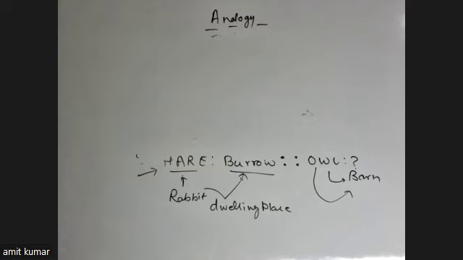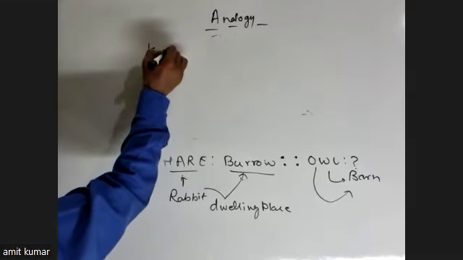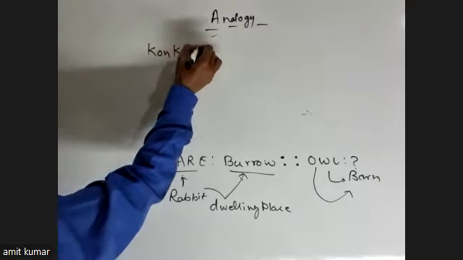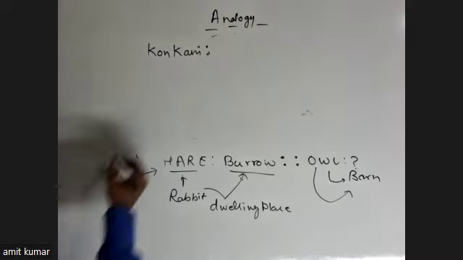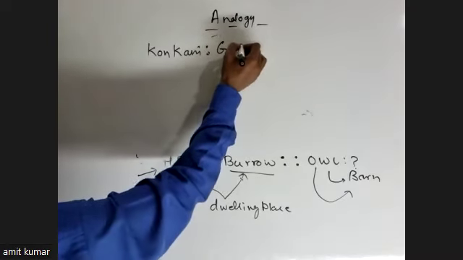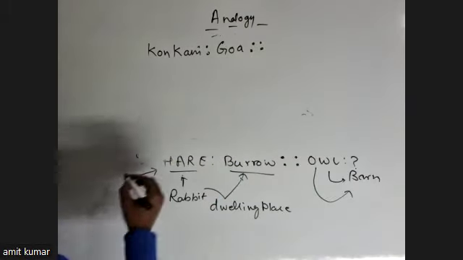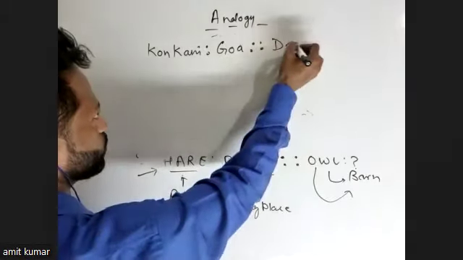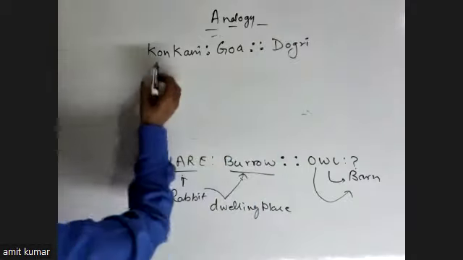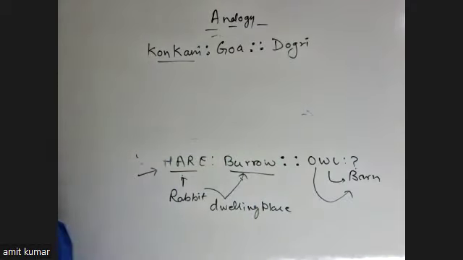चलिए एक और base GK के base पर करते हैं। कोंकणी क्या है बेटा? Related to Goa. In the same way, similarly, Dogri is related to what? What is Konkani, beta?